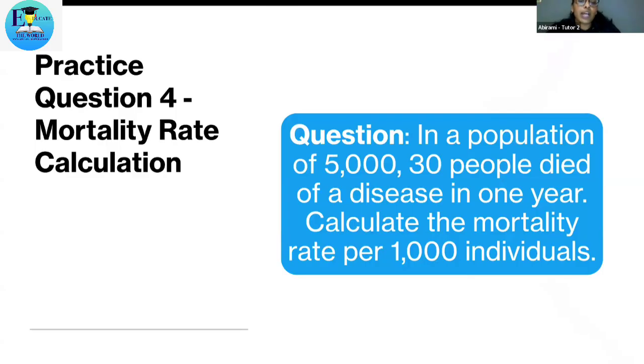So this is a mortality rate calculation. I'd say this one is maybe not as common as the other ones, but again, it's just an equation that you need to learn in case it does come up. So in a population of 5,000, 30 people died of a disease in 1 year. Calculate the mortality rate per 1,000 individuals. So you just go to the next slide.